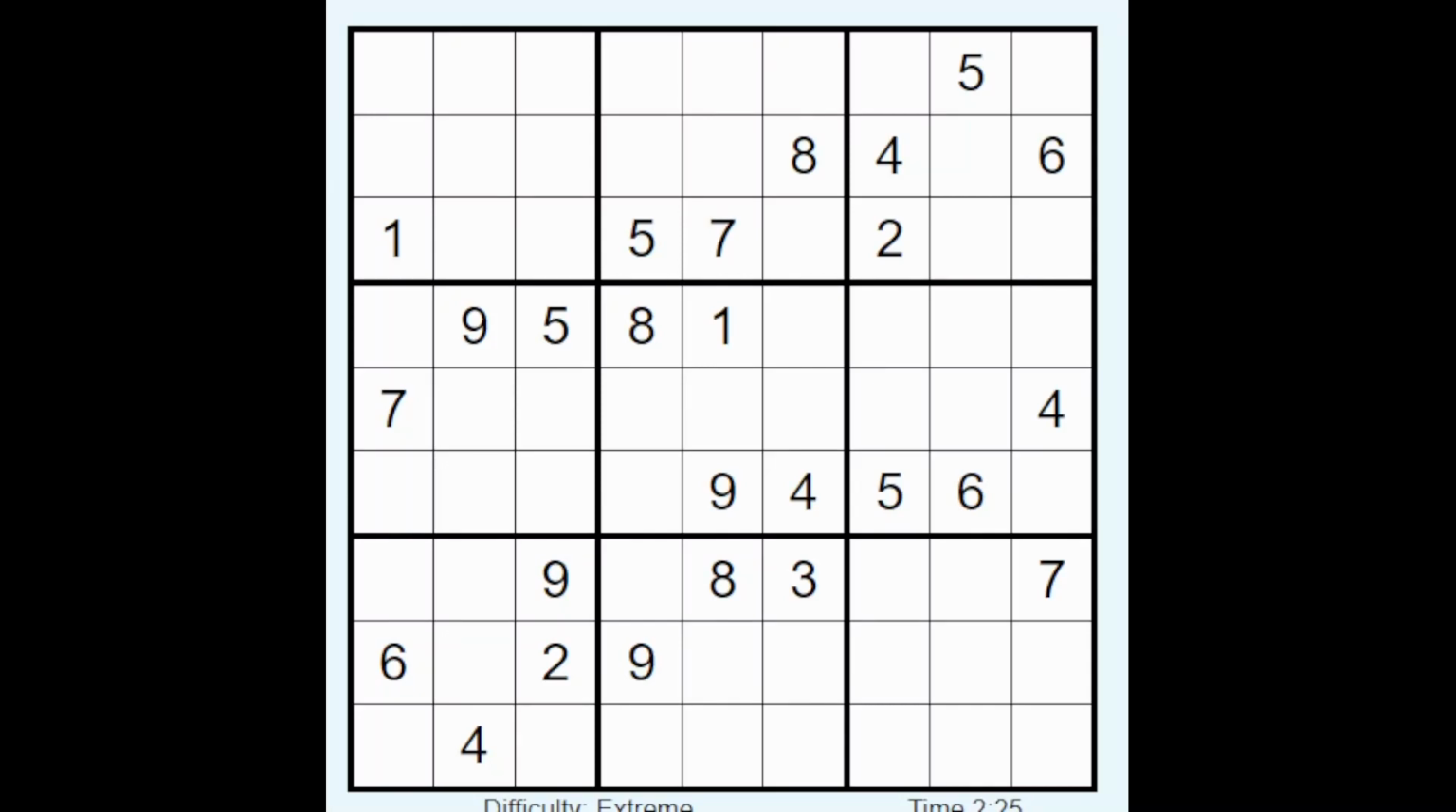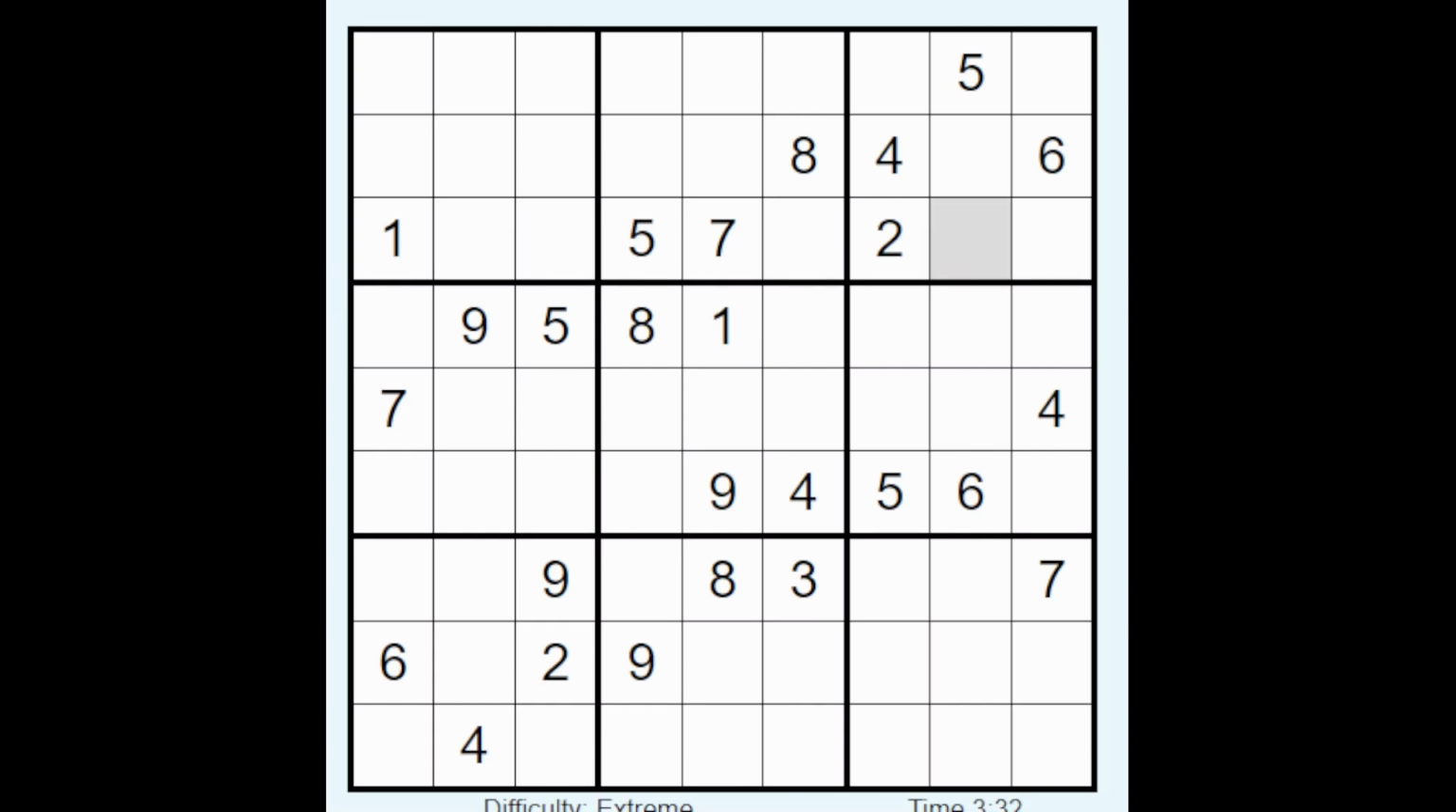Hello again, Sudoku friends. I'm at the Daily Extreme Sudoku site, and this is supposedly an extreme Sudoku that is new, of course, to me because I just accessed the site. Let's see how we are going to do on this one. At first glance, there aren't many singles that we can enter, if any at all.